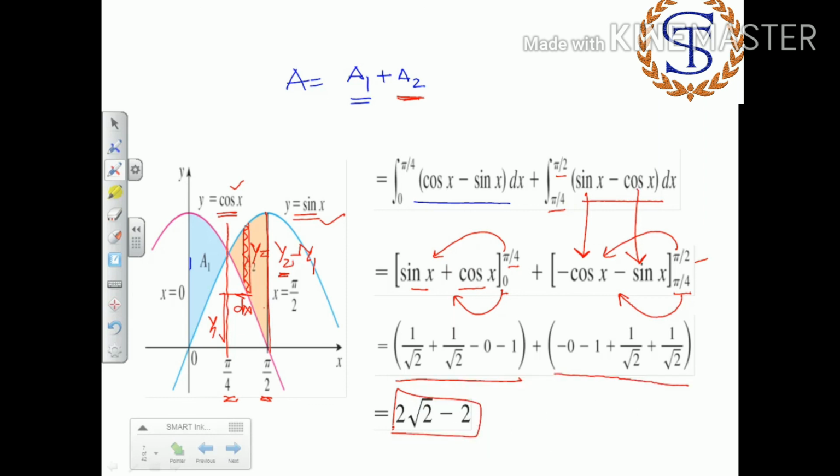Yes, now here we have learned how to use the concept of integration in finding the area of a region bounded by the given curves.